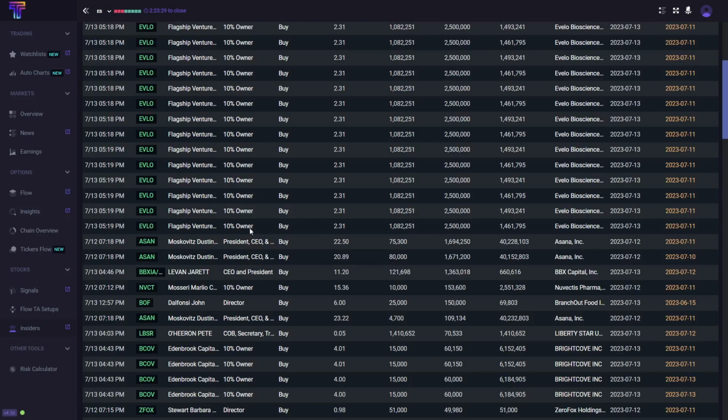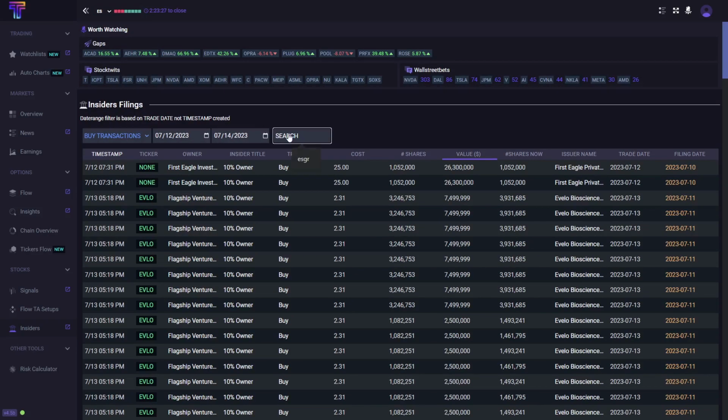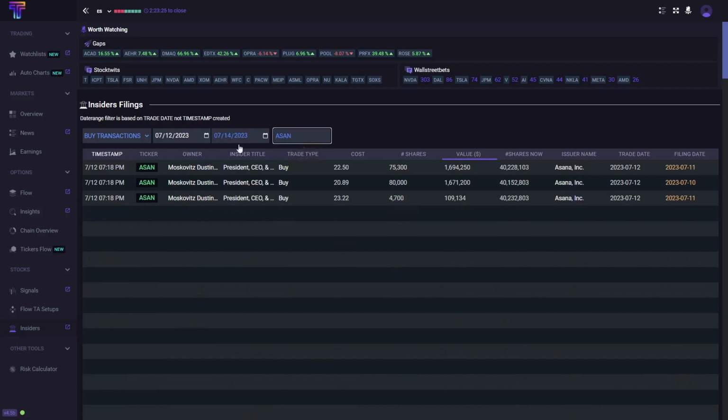If we want to see everything that happened with that stock, we can type in ASAN and go to all transactions. And of course, all we have is the CEO and president buying ASAN 3 different times from the 10th and 11th. It looks like they bought for around $20 all the way up to $23. So if you can get in between these zones, you know you got in at the same time that the president and CEO bought shares of his own company.